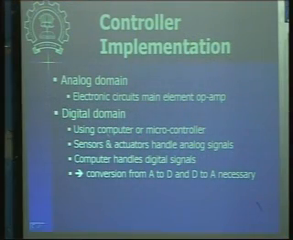Next, we will see some fundamentals of control implementation. Control implementation in the analog domain basically uses electronic circuits, as I said earlier. And in the digital domain, it uses computers or microcontrollers.